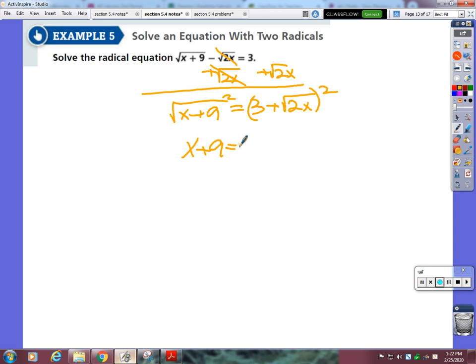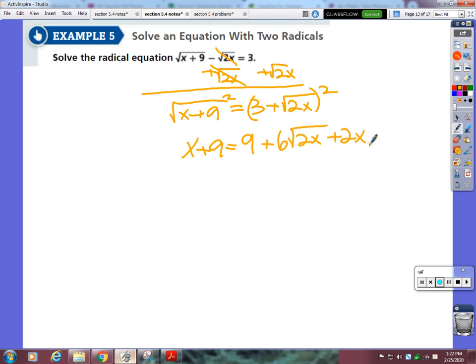You take the first number and do what with it? Square it, so that's 9. Then you take those 2 numbers and multiply them by each other. What's 3 times the square root of 2x? 3 times the square root of 2x, but we have to double it because there'll be an outside and an inside if we were to FOIL. So that's actually going to be 6 times the square root of 2x. And then I square the last number in the parentheses. What's the square root of 2x squared? 2x.